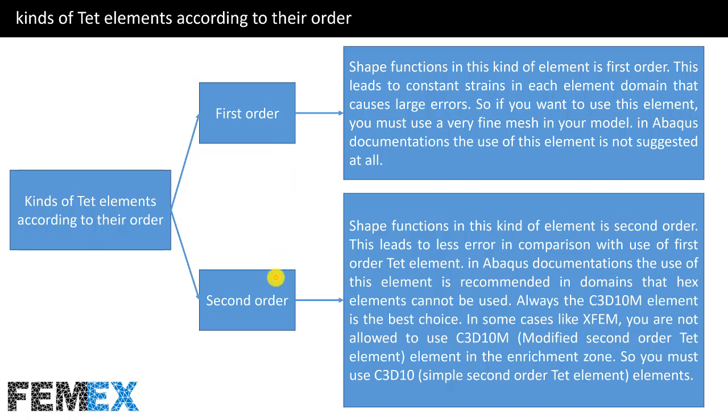And about the second order element, shape functions in this kind of element are second order. This leads to less error in comparison with the use of first order tet element. In Abaqus documentation, the use of this element is recommended in domains where hex elements cannot be used, like complex geometry. Always the C3D10M element is the best choice. In some cases like XFEM, you are not allowed to use the C3D10M element in the enrichment zone. So you must use the C3D10 element.